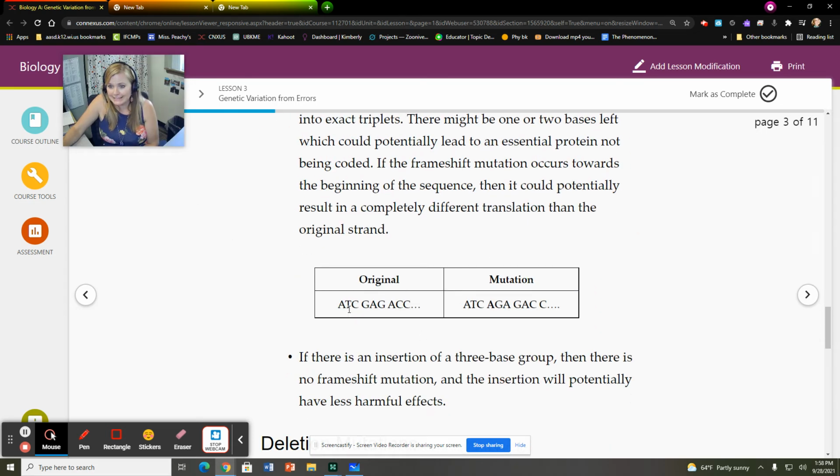If the original was ATC, GAG, ACC, those are your 3 codons. But if all of a sudden you stick something in there, in this case, now we have ATC. We stuck an A in there, right? That dark A. AGA, GAC. So now this amino acid is wrong. This amino acid is wrong. Every other one will be wrong because you inserted 1 base.